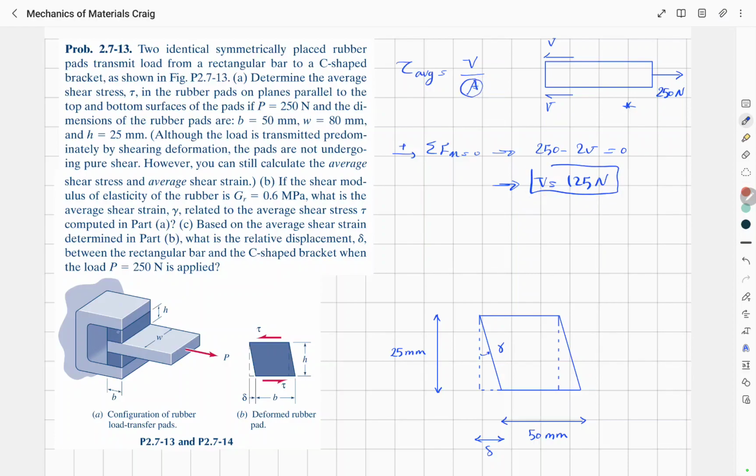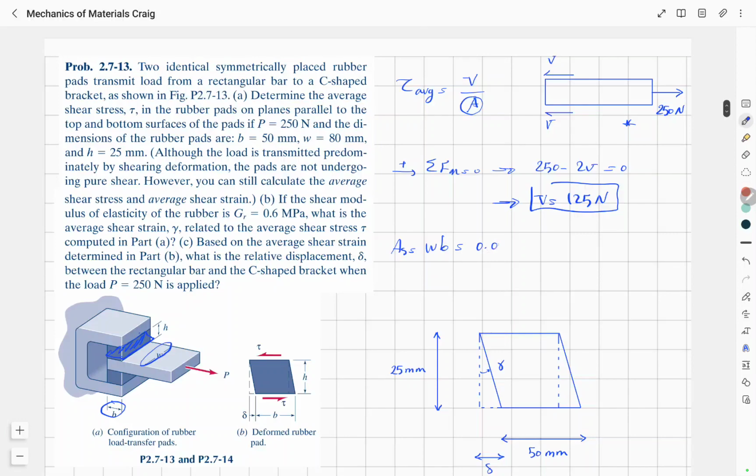And now this shear area would actually be this area here, which is W multiplied by B. So A_s is W multiplied by B, or 0.080 meter multiplied by 0.050 meters, or 0.004 square meters. And now using this equation, we can write average shear stress is 125 divided by 0.004, or 31.25 kilopascal.